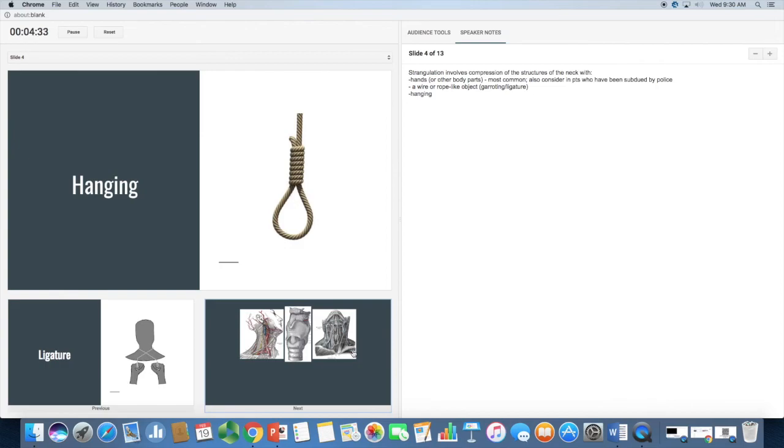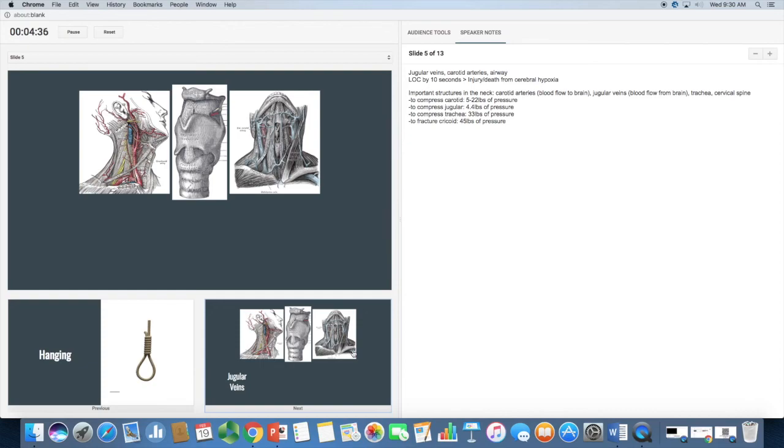So what structures are we concerned about when a patient comes in with non-fatal strangulation? Primarily, we're looking at the jugular veins, the carotid arteries, and the airway. So the trachea, the tracheal rings, the cricoid cartilage, the thyroid cartilage. Those are the main structures that we're concerned with. And over time, a kind of theory of how death from strangulation occurs has developed.